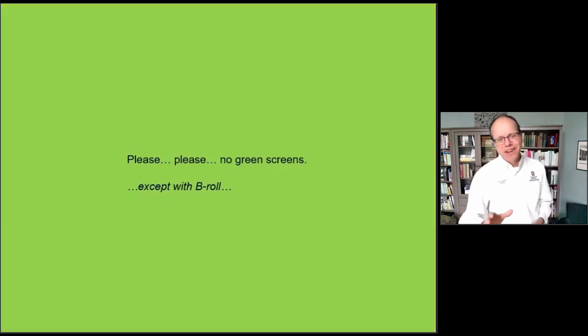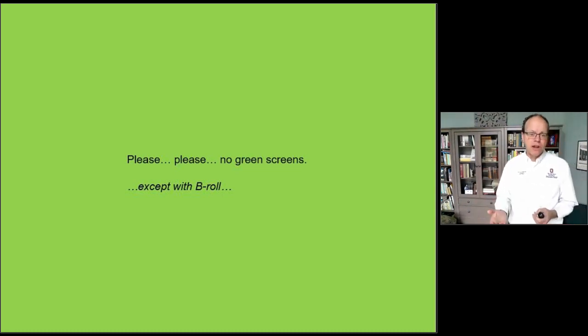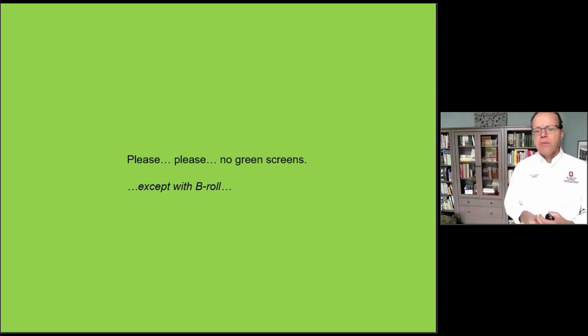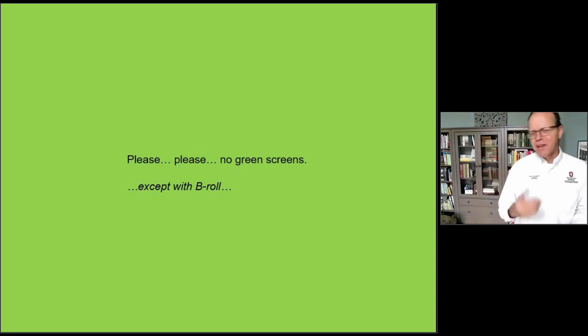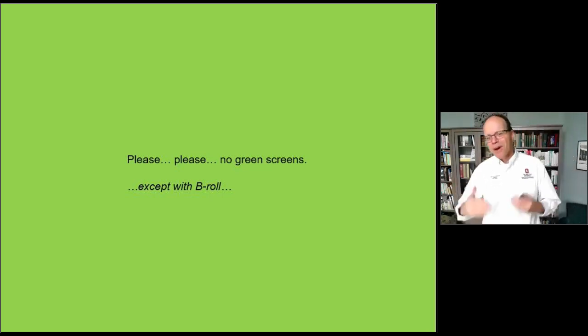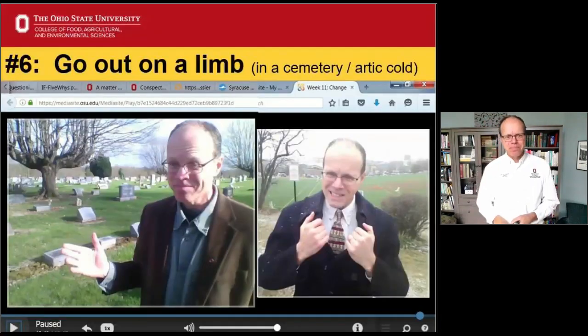But please, no green screens, unless you acknowledge it. Or maybe if you're doing B-roll, maybe you're teaching a hydroponics class or you have some field research or studies and you've got that rolling in the background, that's okay. But you don't want to have that fake green screen as if you're standing in front of Ohio Stadium, because it's just not real. And you miss all the fun things of people walking by in the background. So students know it, they see it.